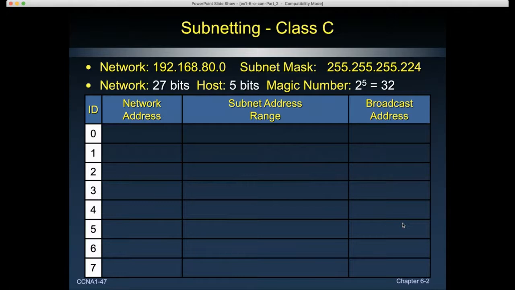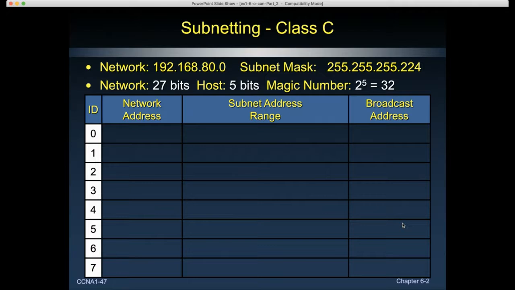Remember our original network? It was 192.168.80.0 that we got from our ISP. And we determined that we needed to borrow 5 bits. So our new subnet mask is the /27, 255.255.255.224.